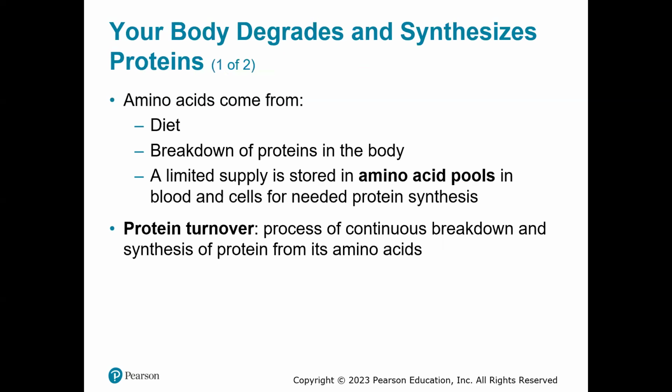All right, so where do our amino acids come from? From our diet when we eat protein. When we break down and recycle other proteins in the body, that happens regularly. We can recycle some of our amino acids. And then we have a small amount of amino acids that are stored or circulate in the blood, called an amino acid pool.